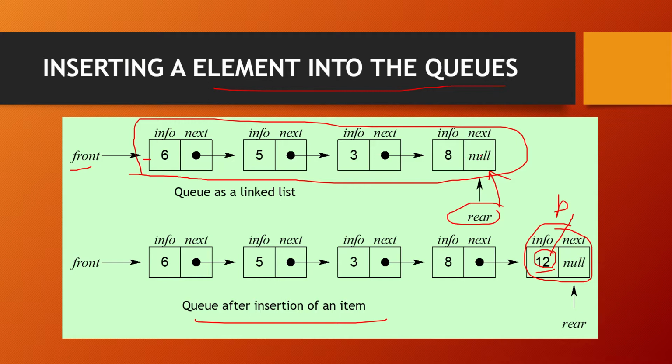q rear जिसको पॉइंट कर रहा है उसके नेक्स्ट पार्ट में हम किसकी कॉपी कर देंगे, p को, copied p, and p के नेक्स्ट पार्ट में क्या कॉपी कर देंगे, null. बस इतना ही करना है and rear को अपडेट कर देना है. rear equal to p हो जाएगा. rear किसको पॉइंट करने लग जाएगा, p को. So rear इसको पॉइंट करने लग जाएगा, क्योंकि ये pth node था. So this is how the element is inserted into the queue.